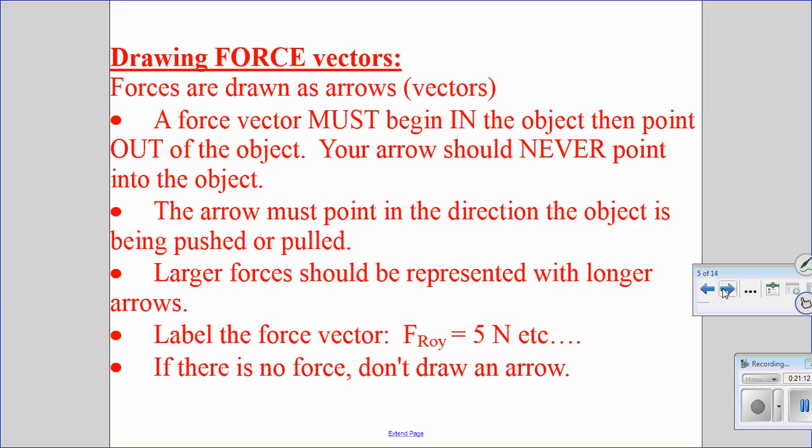So to do that, here's what you do. You draw the object. I just draw a box. A lot of people just use a dot, which is technically the right way to do it. But for a first-year physics class, I think there's value in drawing a physical object, like a box or a car or whatever it is that you're doing.